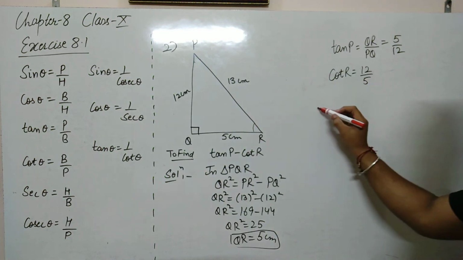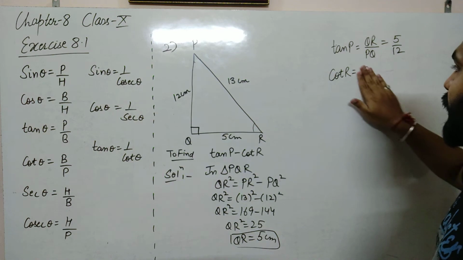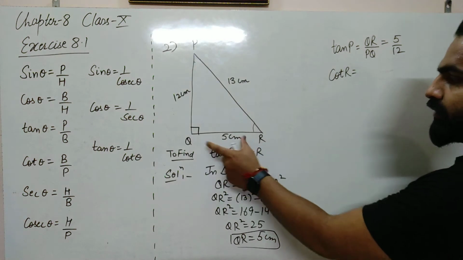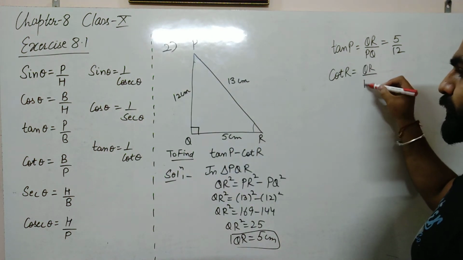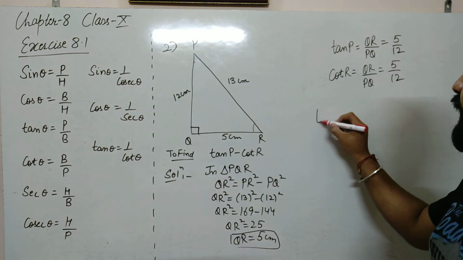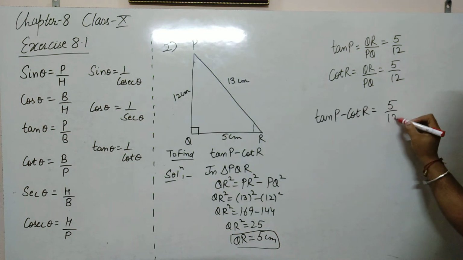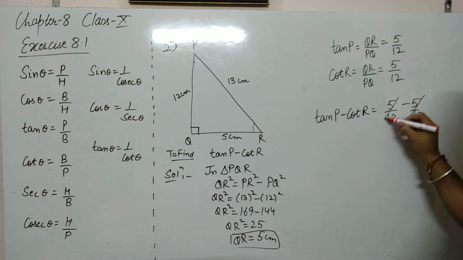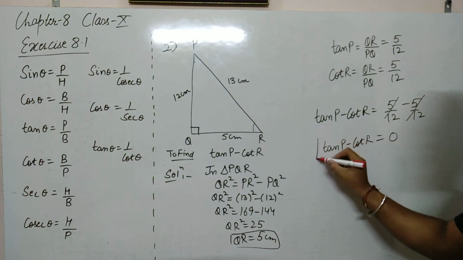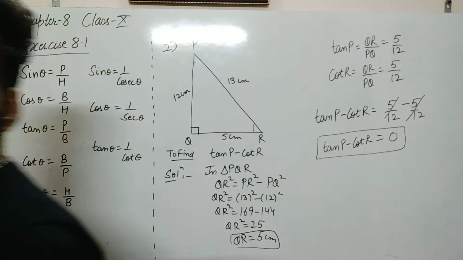So now we have to find the value of tan P minus cot R. So what is cot? Cot is B by P. So this will be QR by PQ. So this is again 5 by 12. So now we have to find the value of tan P minus cot R. So this is 5 by 12 minus 5 by 12. This will cancel out. This is 0. Tan is P by B and cot is B by P. So this was question number 2.